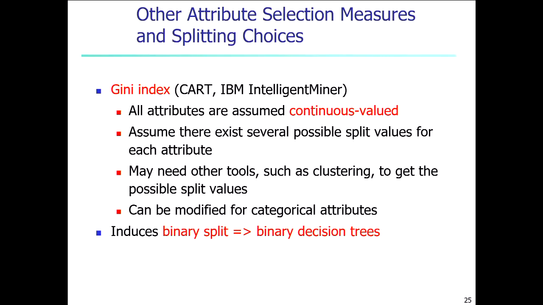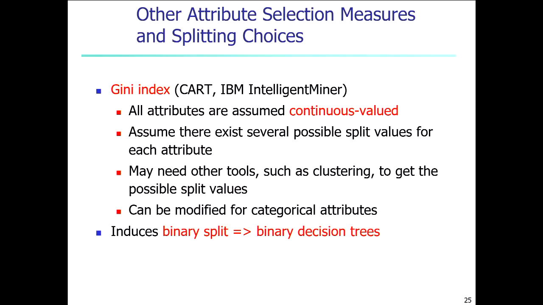Okay, let's see. We have already talked about the information gain, which is used in the ID3 algorithm. And now let's look at another partition or selection criterion called Gini index. And this one is used in another algorithm named CART.